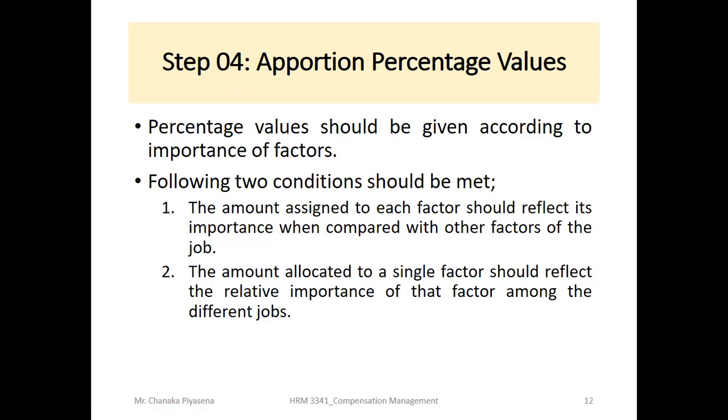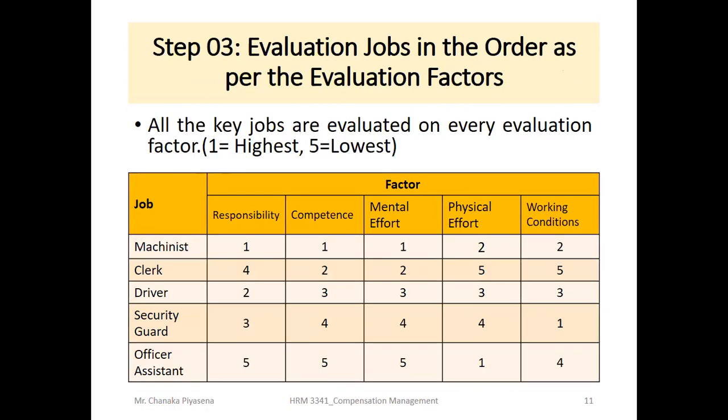There are several factors. As per our example, there are 5 factors: responsibility, competence, mental effort, physical efforts, and working conditions. But when we are considering one job, the responsibility is differently important, competence is differently important, mental effort is differently important, physical efforts is also differently important for the machinist, clerk, driver, security guard, and office assistant. Working conditions is also different from one job to another.